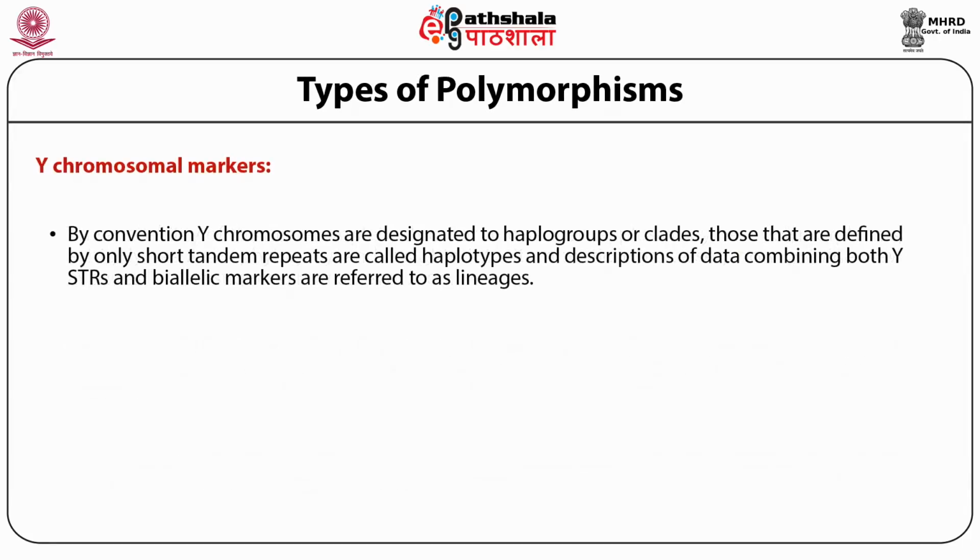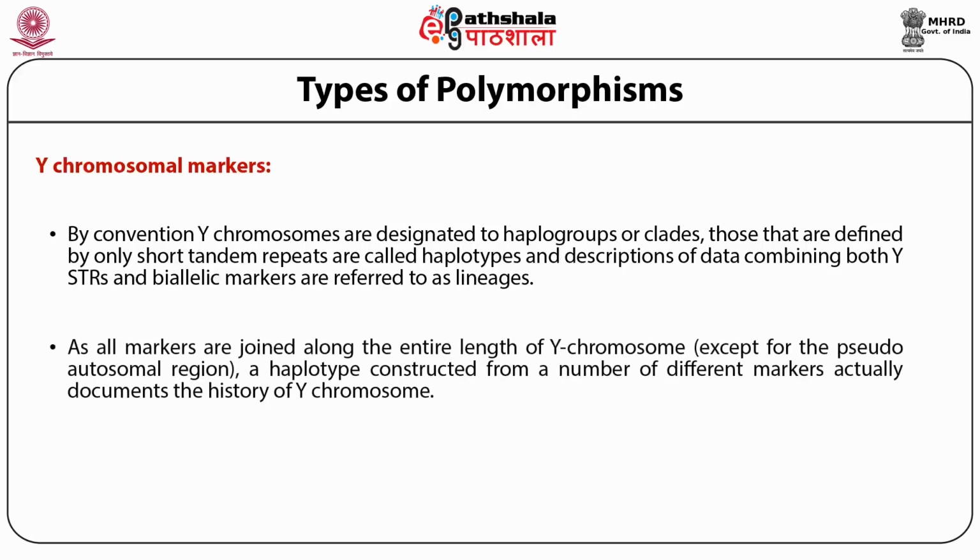By convention, Y chromosomes are designated to haplogroups or clades. Those that are defined by only short tandem repeats are called haplotypes, and descriptions of data combining both YSTRs and biallelic markers are referred to as lineages. Y chromosomes carry a diverse spectrum of mutations, that is, chromosomal changes that do occur from generation to generation, that can be used as site or sequence specific markers.